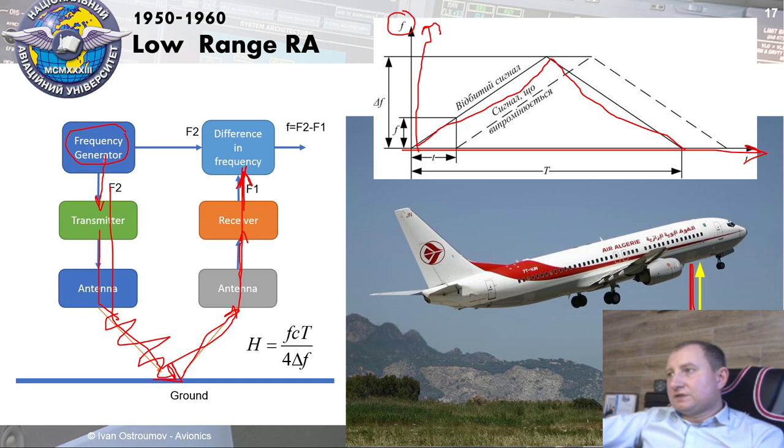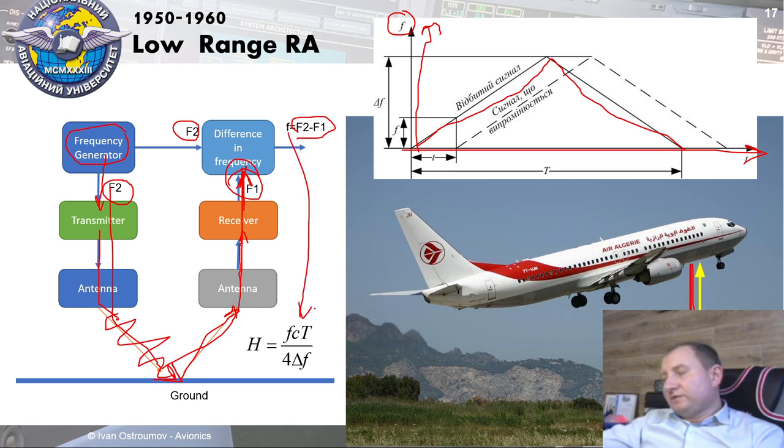Thus, we just need to find the difference between the frequencies. And this difference will be proportional to the time of signal delay on board the aircraft. And then this time is proportional to the range between the aircraft and the ground.